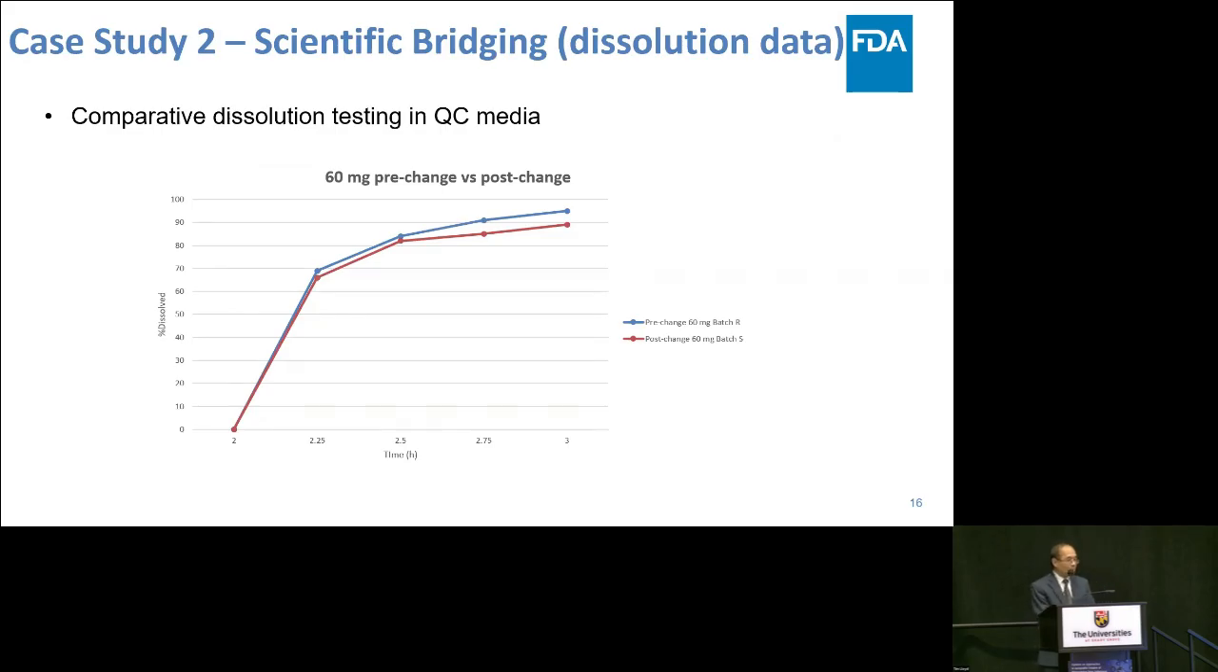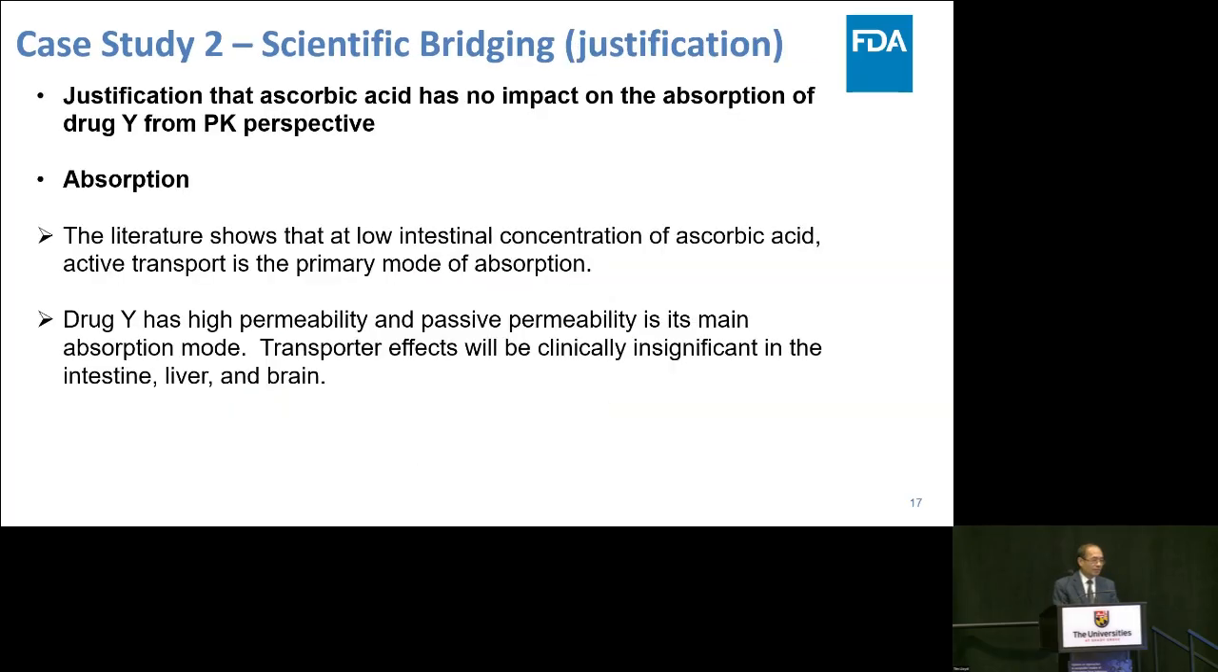The applicant also provided comparative dissolution data. The data was generated on the 60 milligram strength in QC media. That's not enough. We expected comparative testing to be conducted for all strengths, also in multiple media, right? For a delayed release drug product, they have to test in other conditions according to our guidance.